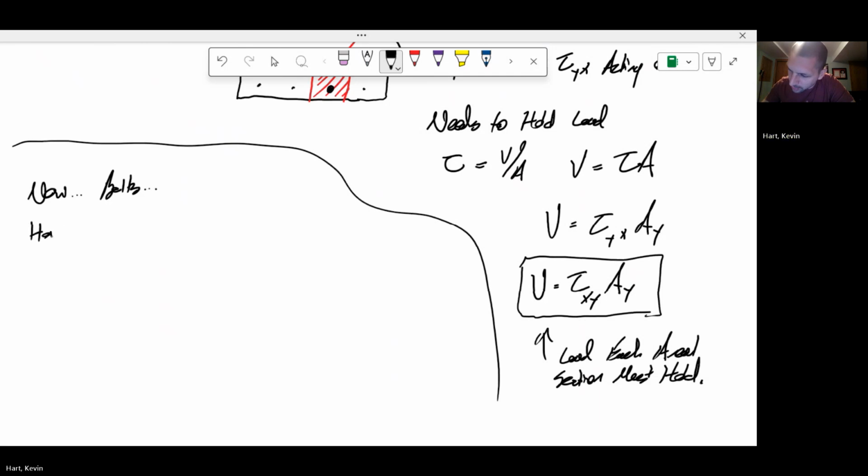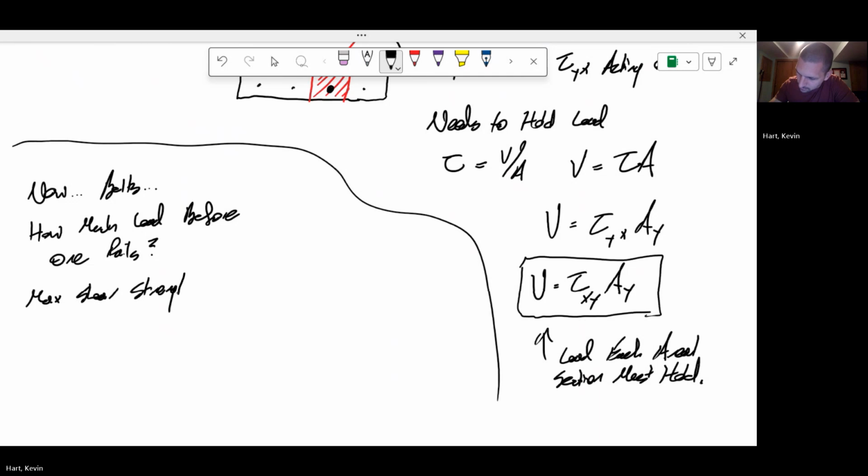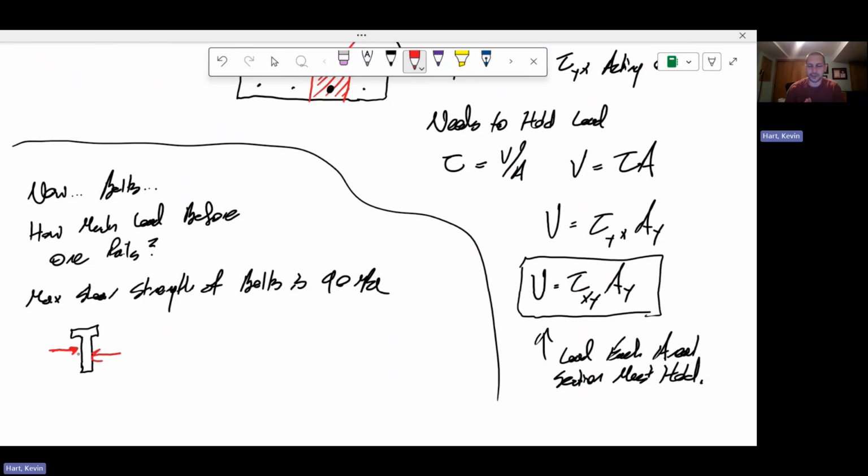How much load before one fails? Okay, we're told that the shear strength of the bolts is 90 MPa. And that is a bolt that looks like this. When you have shear that is single shear, it looks a bit like this, right? So maybe you learned about single shear, double shear at the very beginning of the course. Usually it's taught in the first couple of weeks.